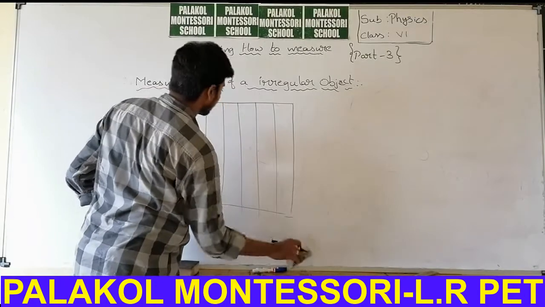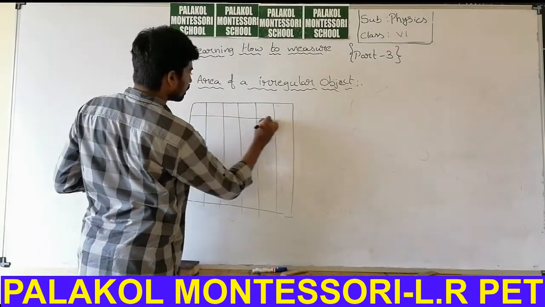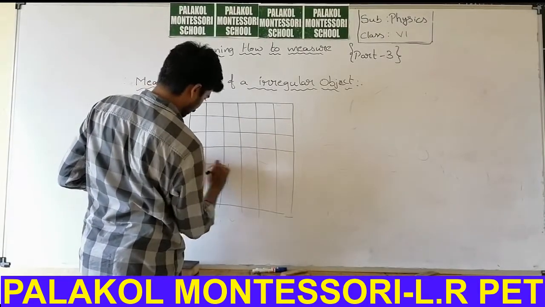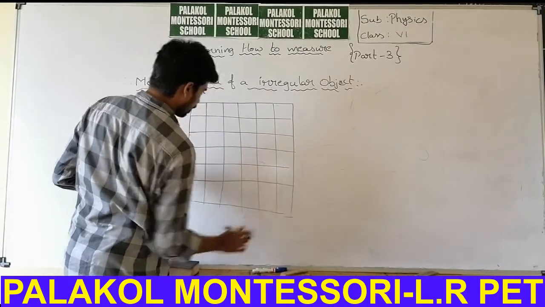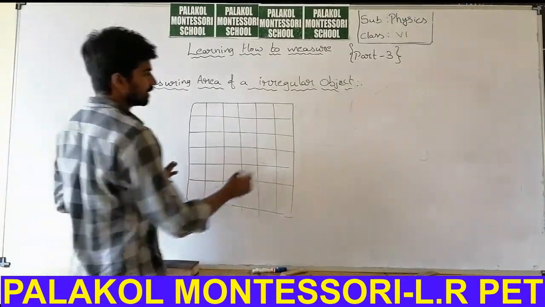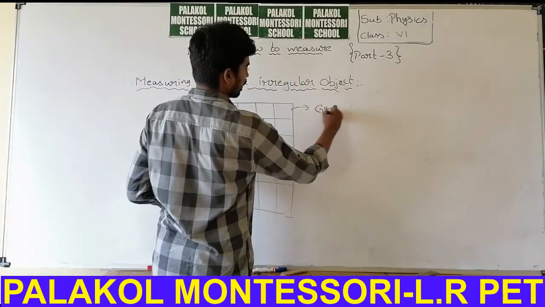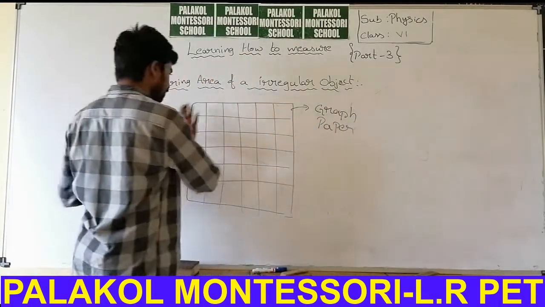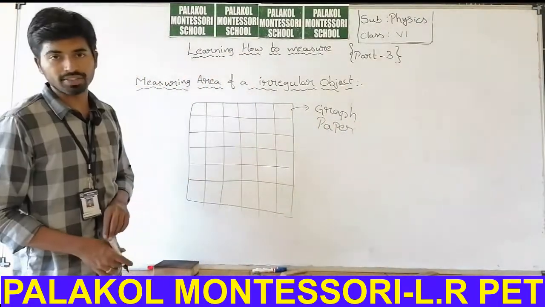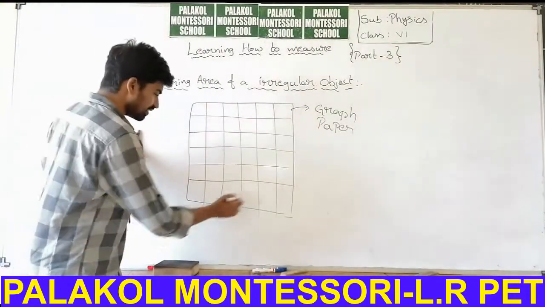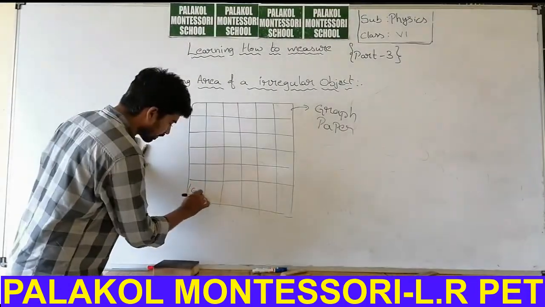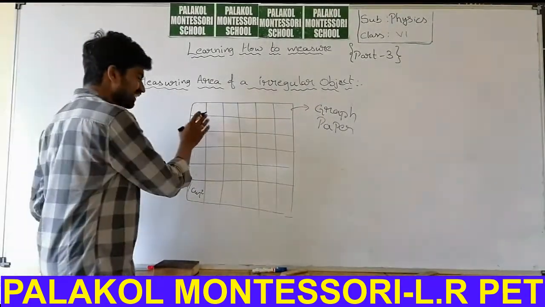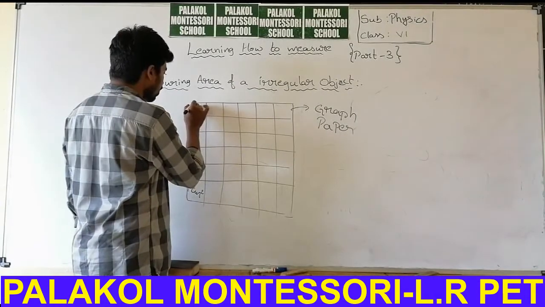So let us say this is the graph paper. The graph paper looks like this. The complete graph paper is divided into square boxes, and let us say this is a square box of 1 centimeter square. In this square box, small boxes will again be there.